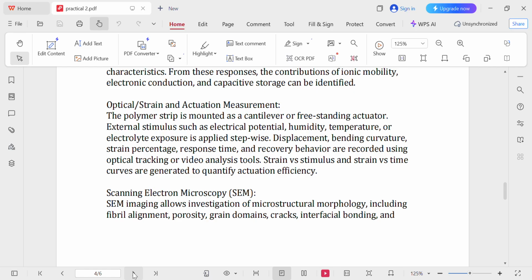Next, structural factors. Structural factors strongly affect the charge transport, ion diffusion, and mechanical reliability of the actuator behavior. Means the surface and structural features directly affect how well the electricity and ions move and how strong and reliable the actuator is.